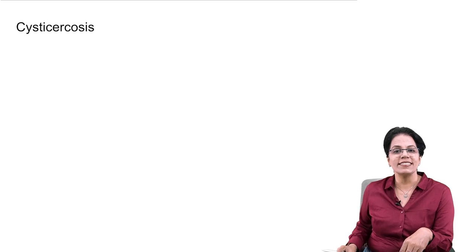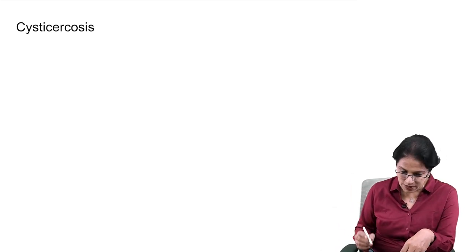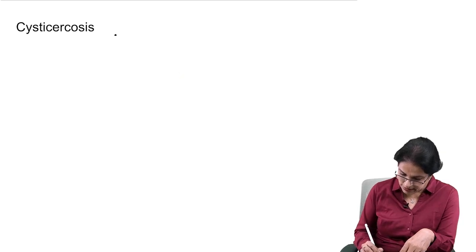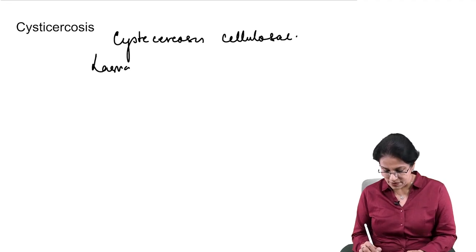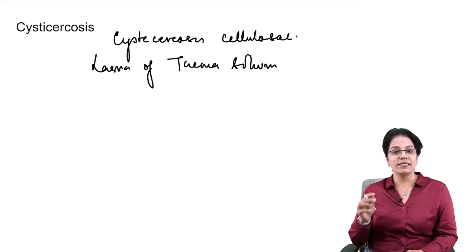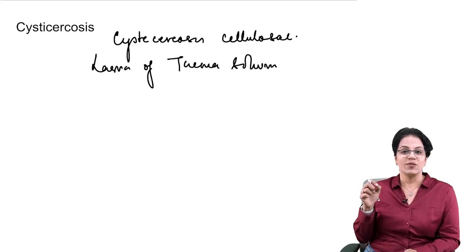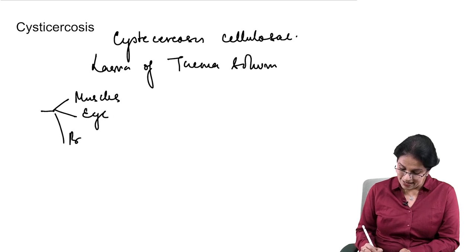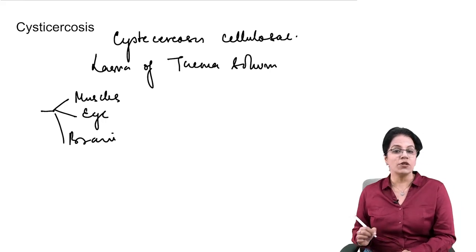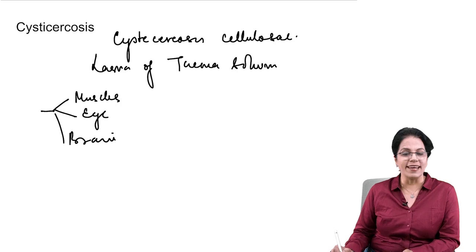Next, we talk about cysticercosis. We all know cysticercosis is caused by Cysticercus cellulosae. Right? And do we all remember this is a larva of Taenia solium. It's a larva of Taenia solium. Cysticercosis mainly affects the muscles, the eye and the brain. Okay? We are here to learn about the ocular features. So, let's make a diagram.